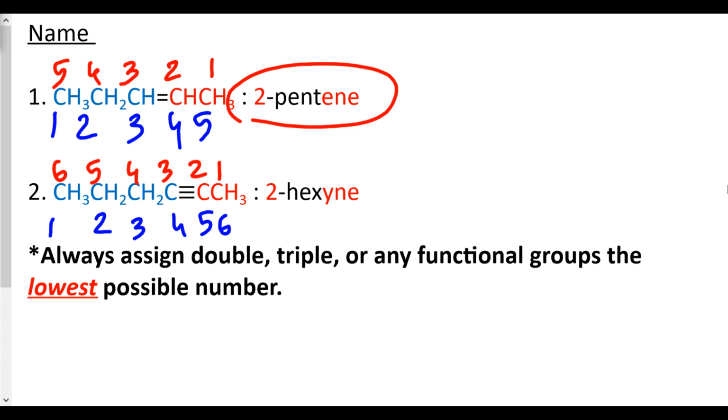If you count it from right to left, your triple bond is going to be in between the fourth and fifth carbon, therefore the name might appear to be 4-hexyne. If you have an option between 2-hexyne and 4-hexyne, you should go with the lowest possible number. In this case, the correct answer would be 2-hexyne.